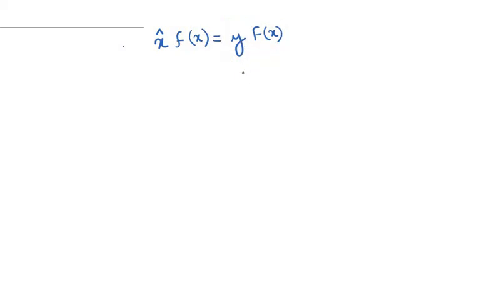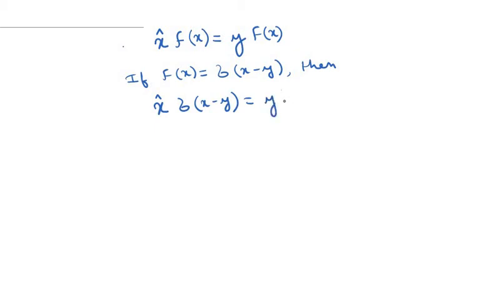It is no other than the Dirac delta function. If f(x) is equal to delta(x minus y), then multiplying with this operator x, which is a kind of variable here, gives y times delta(x minus y), because it is only at the location x equal to y that this function has a value. At all other places this function is basically 0.